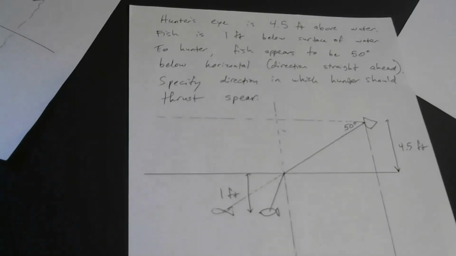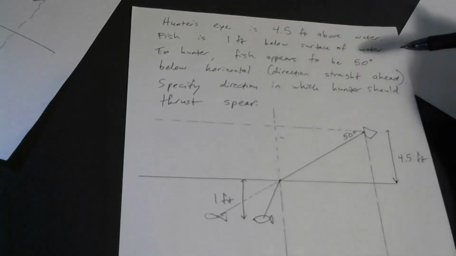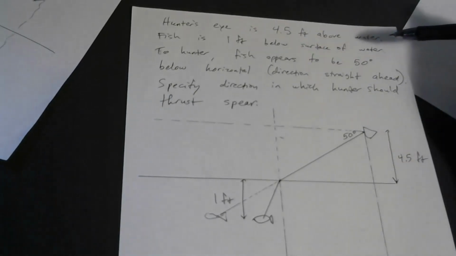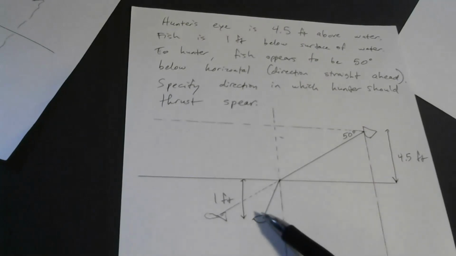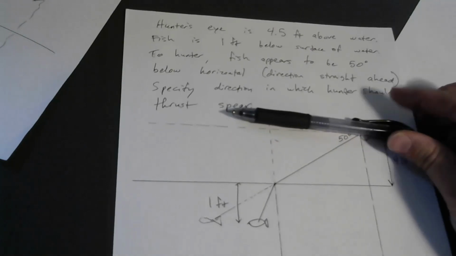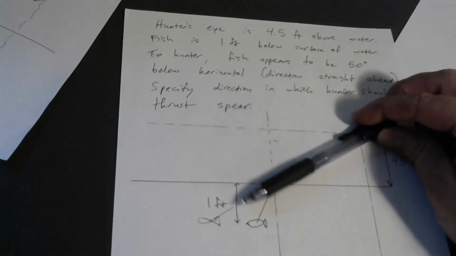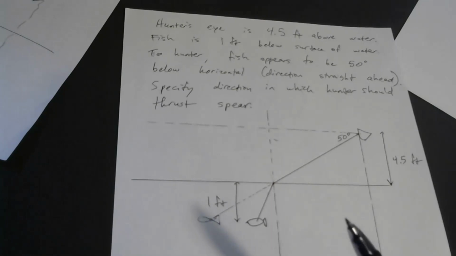Okay, take two. I've rephrased the problem. Let's say that this hunter's eye is 4.5 feet above the water. I picked that distance by imagining an average height person with water coming up towards their knees. And let's say that the fish is 1 foot below the surface, and that to the hunter, if they were to look straight ahead at the horizon, the fish appears to be in a direction 50 degrees below that. That should be enough information for us to actually answer this problem, specify the direction in which the hunter should thrust the spear. Now, how do we phrase the answer?